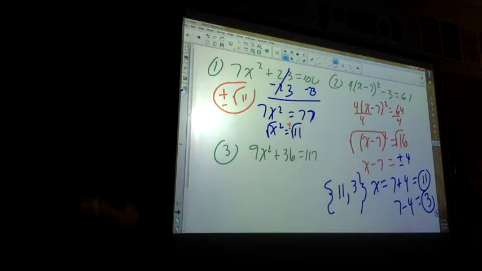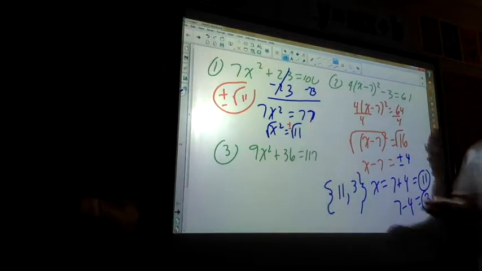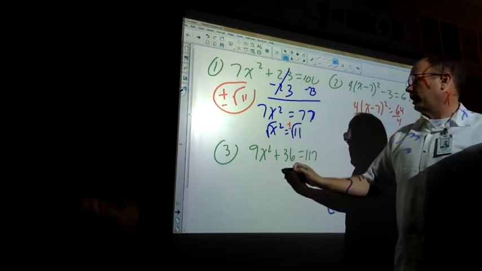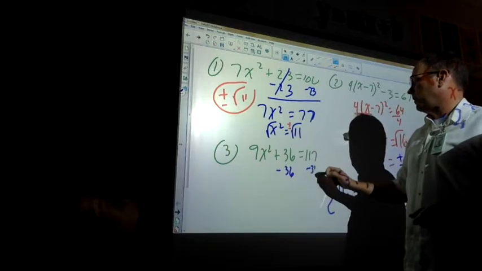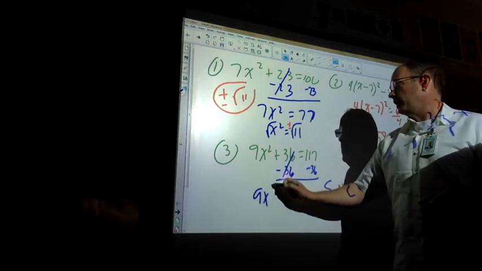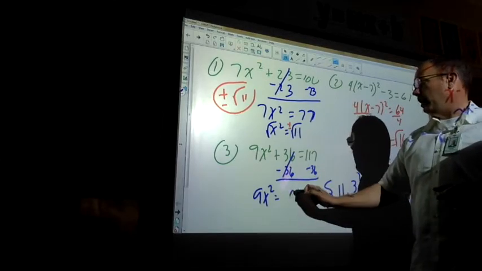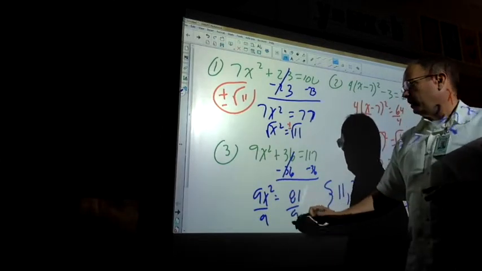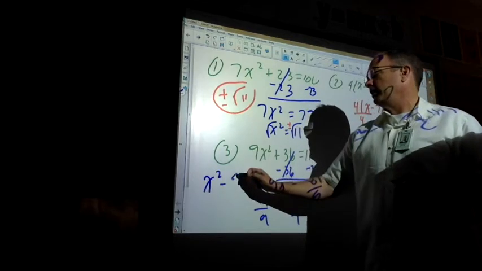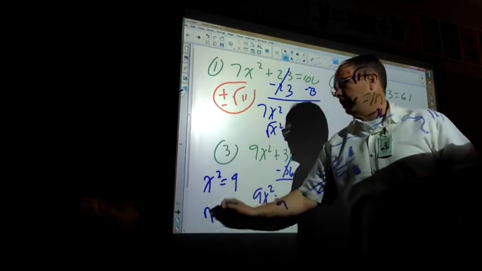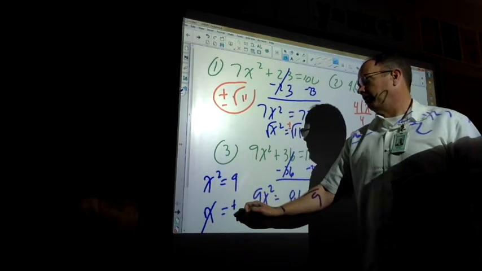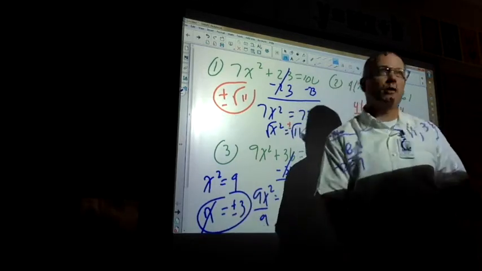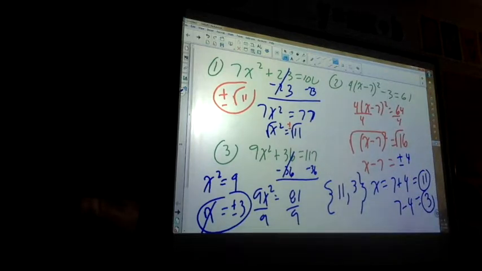Number 3, again, we're missing the linear term, which is the x term. So you're going to subtract 36 here, subtract 36 here. Those are gone. 9x squared is equal to 81. Divide by 9, so x squared equals 9. Square root both sides, so x is equal to plus or minus 3. How many answers are right there? 2. Positive 3 and negative 3. So sometimes you're missing the linear term. That's the b value, the term associated with the x term.